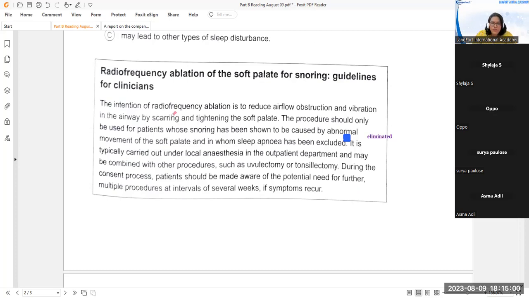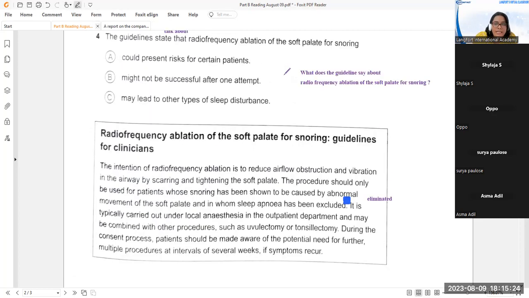Okay, so all of you go through it. Pretty straightforward to understand. Soft palate is something related to the mouth. You have hard palate and soft palate, so that's what it is. Just understand that it's related to the mouth. Go through each and every sentence, all of you.